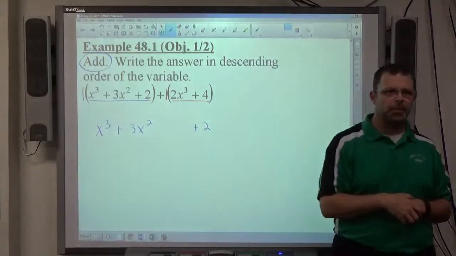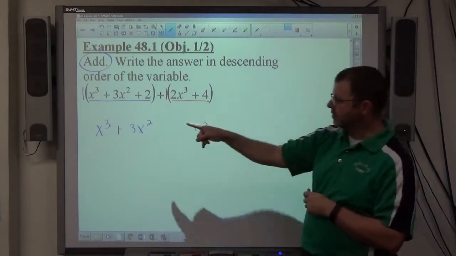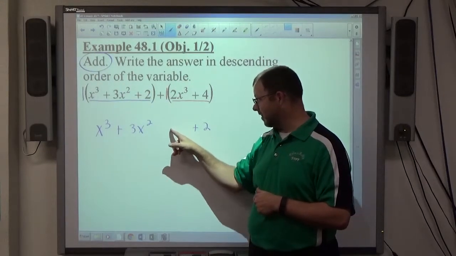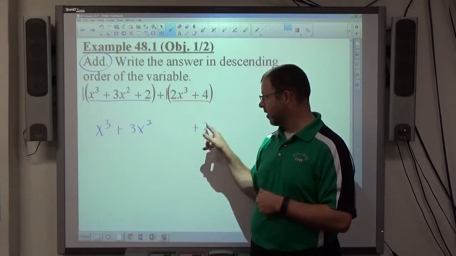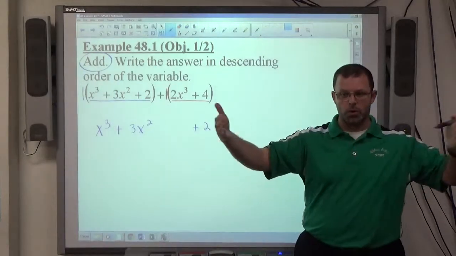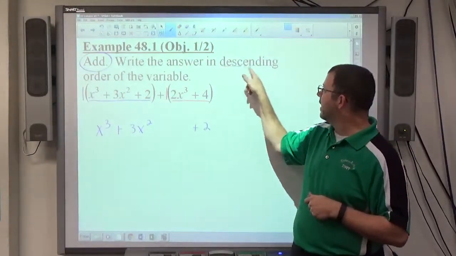Why do you think I left a gap? Look at the powers of x. What's missing? 2x. I got x to the third, then I got x to the second. I got x to the first is missing, right? And then 2. So when you look at a polynomial, consider the order of letters, specifically descending order of the variable.